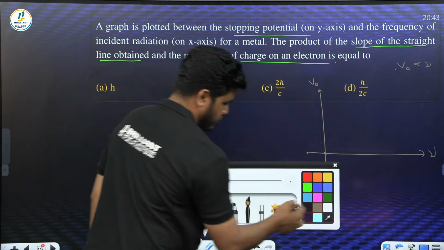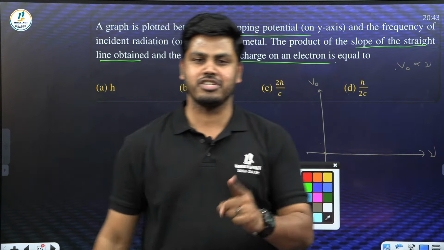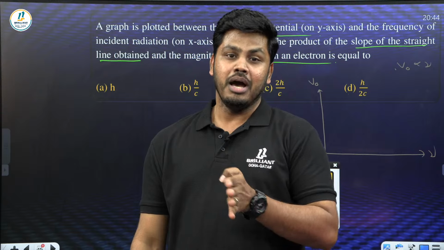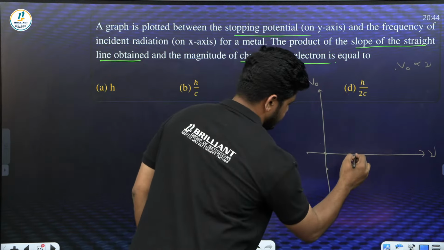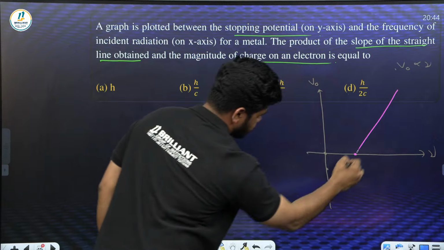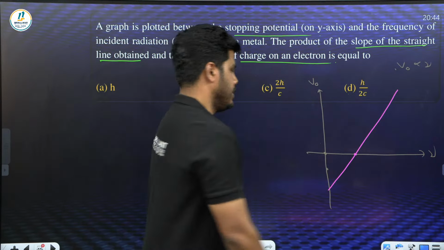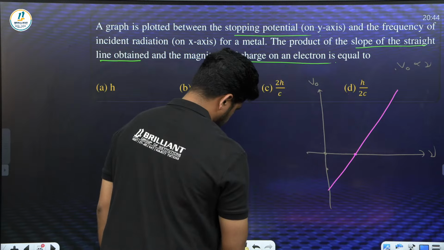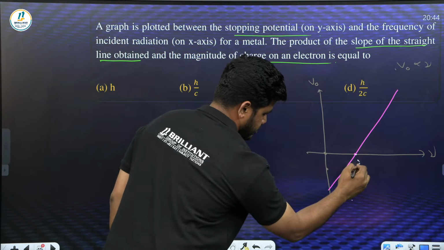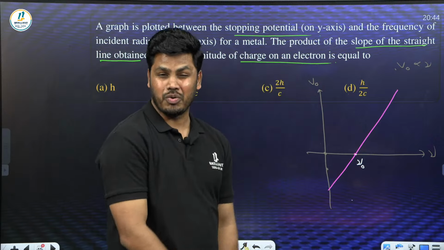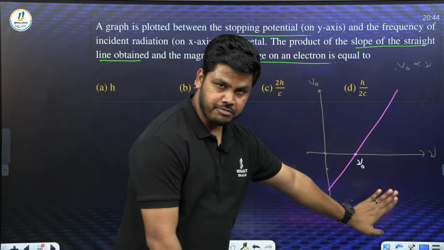Why? Because for photoelectric emission to happen, there is a condition: incident radiation should have a minimum frequency below which no photoelectric emission is possible, right? That is called threshold frequency, and we have a straight line passing through that point. This is the graph they are talking about. What was this quantity at the point here? That is threshold frequency, nu naught. What is the slope of this graph?